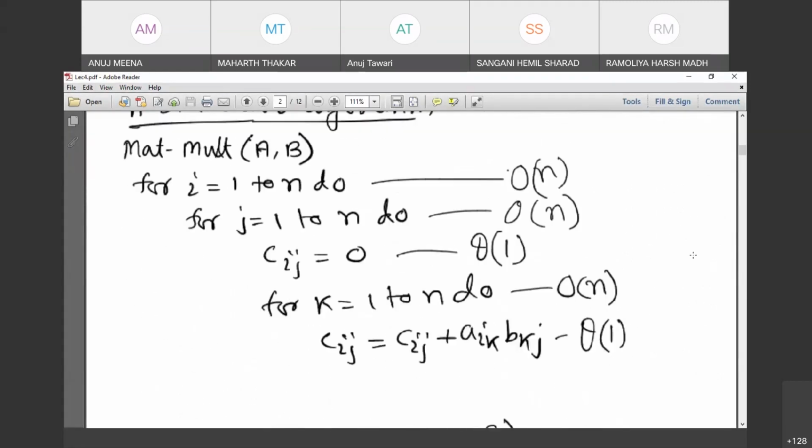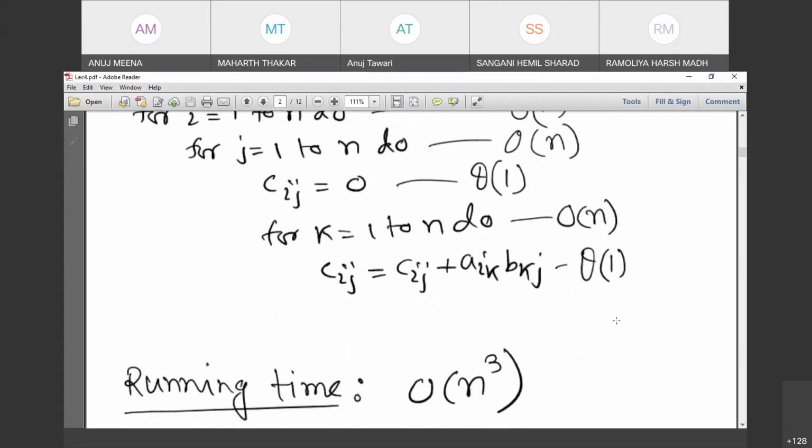This is a straightforward algorithm. You have matrix multiplication of A and B: for i from 1 to n, for j from 1 to n, set C_ij to 0, and then add a_ik multiplied by b_kj. There are 3 loops, each iterating n times, so n cubed. Okay, so this is straightforward.